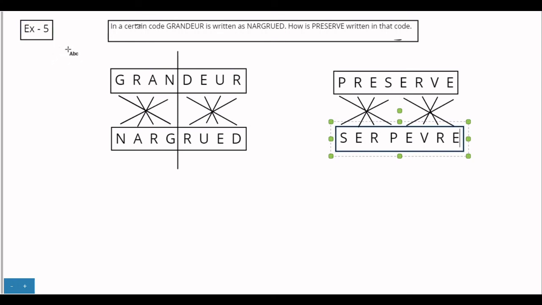So that is it for today. These are all the 5 examples of the different letter codings that can come to you in Olympiads. This is the main base of them. There can be variations on these.